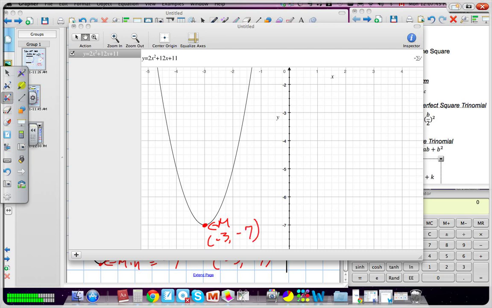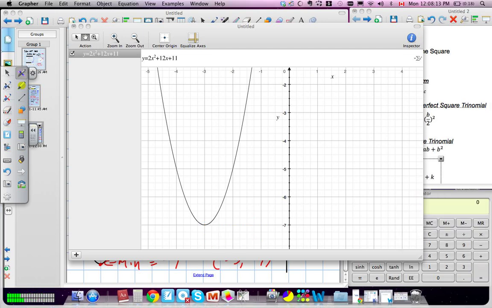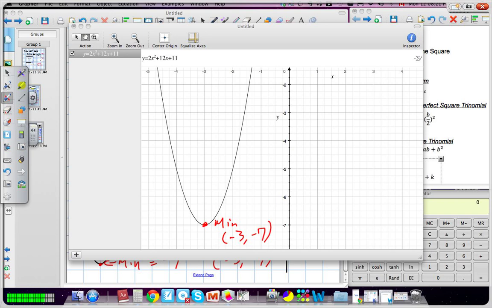Let's see. When I go over 1. Oh, sorry. This is over 1. Let's let that go away. My fault. Sorry, let's do that again. We have our minimum value. We know it's at negative 3 and negative 7. And when we go over 1, we're going up 2. So we know we've been stretched by a factor of 2.